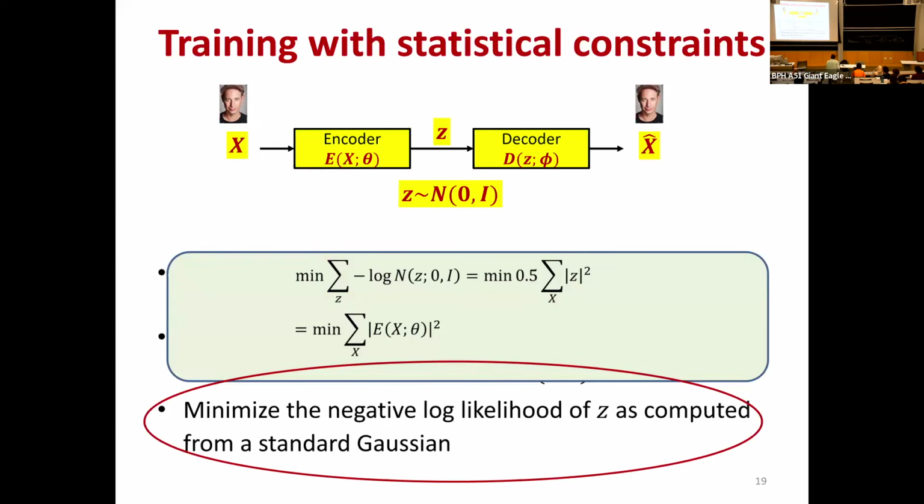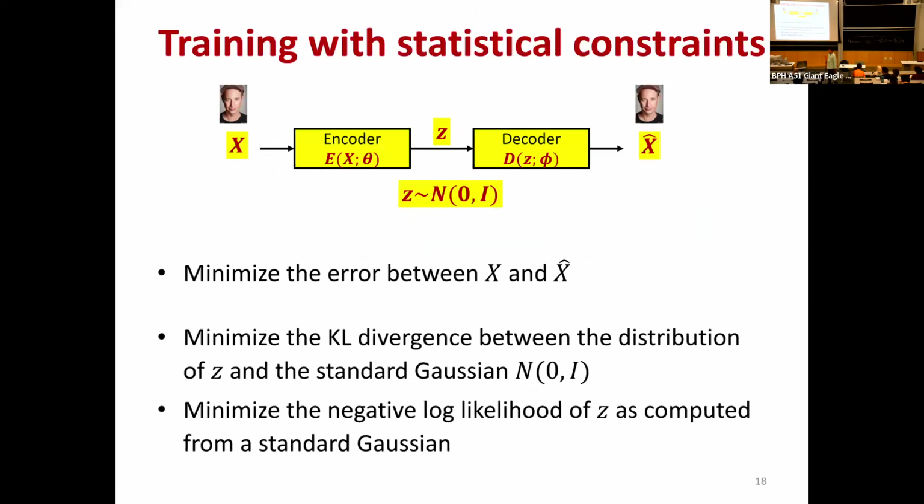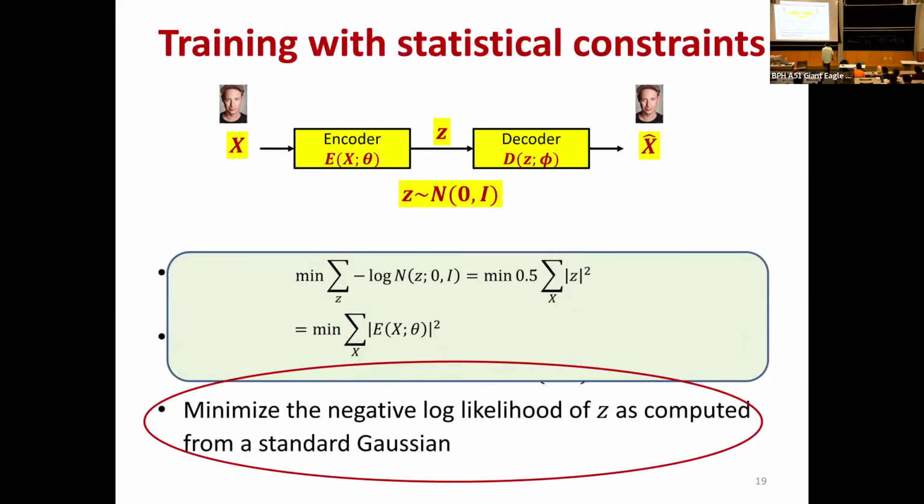So let's take a look at how this works. Going back, this is the formula for the Gaussian. If I take the log Gaussian, it's minus 0.5 d log of 2 pi, which is not a function of any variable. So all you're left with, since I'm taking the negative log likelihood, is plus 0.5 norm z squared. Beautiful, that's a quadratic. So I can just try to minimize the norm z squared, which is basically the output of the encoder. The 0.5 is just a scaling factor, so I can get rid of it.